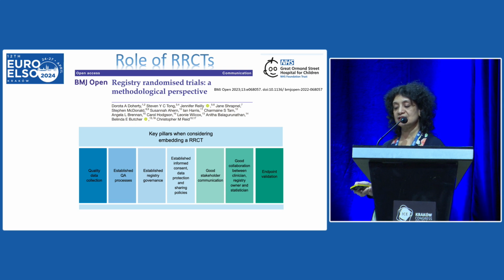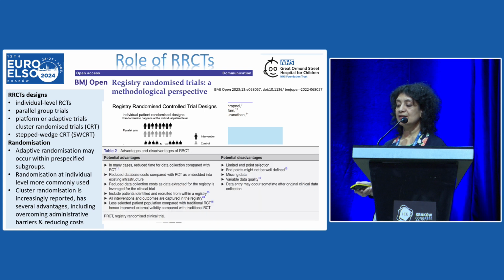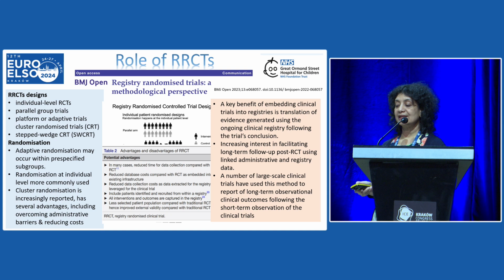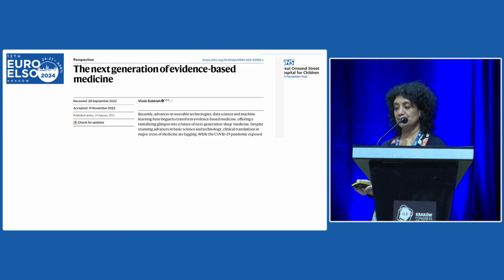Now, we can also embed studies in the registry as a registry RCT, and there are some key pillars when you embed such studies: quality of data collection, and having a very good study process and endpoint validation. Different designs and different randomization methods can be used, and there are multiple advantages, but also disadvantages which we need to bear in mind. The key benefit is that you can embed a change into the registry, so you can develop it much earlier than with any other RCTs. Roles and responsibilities are important, randomization is important, and many factors like data monitoring are very important.